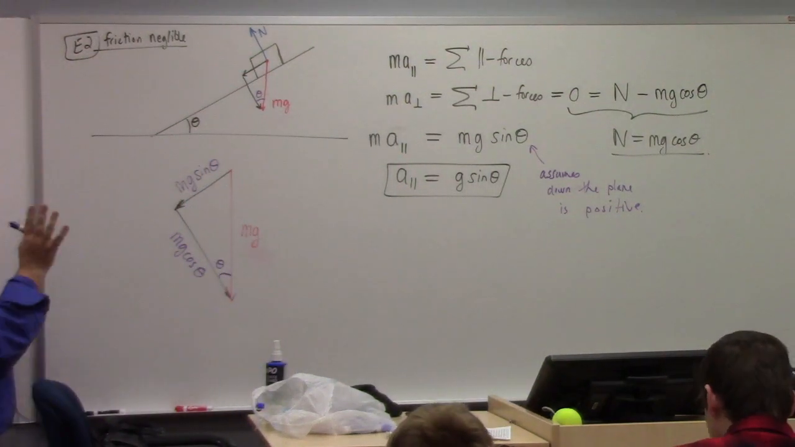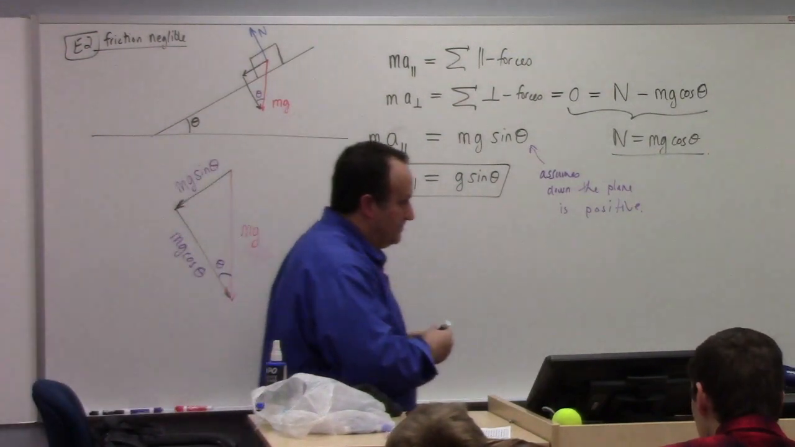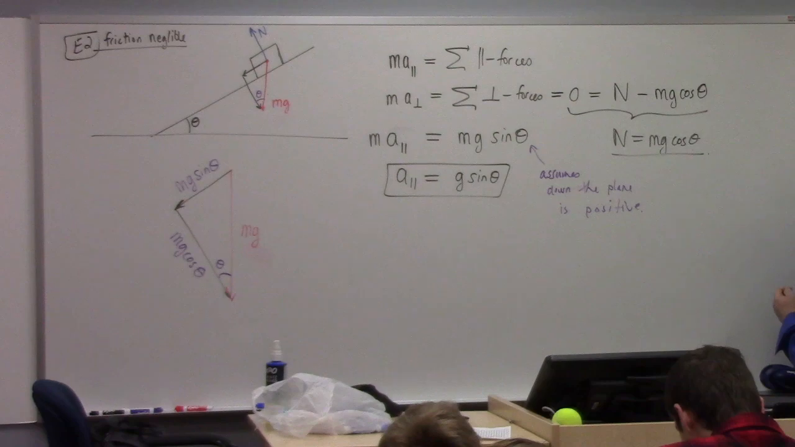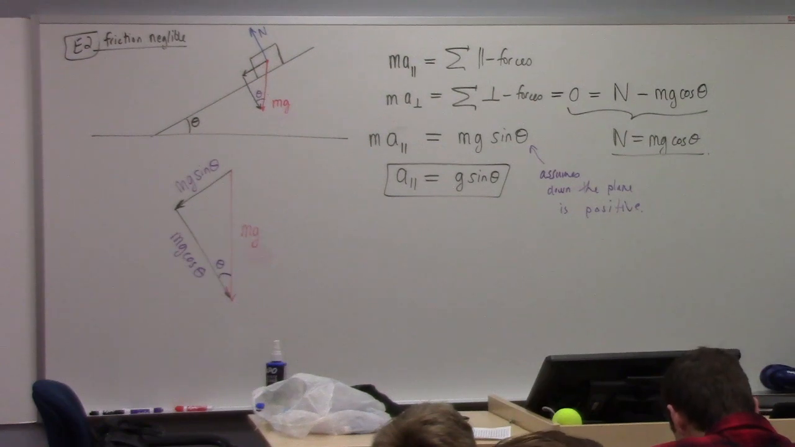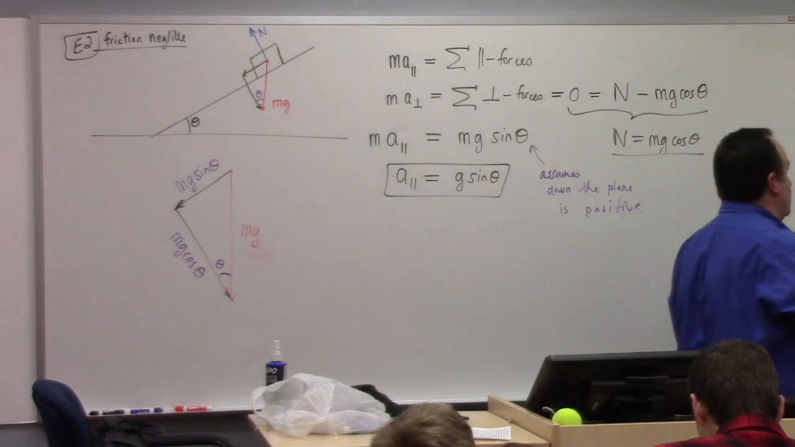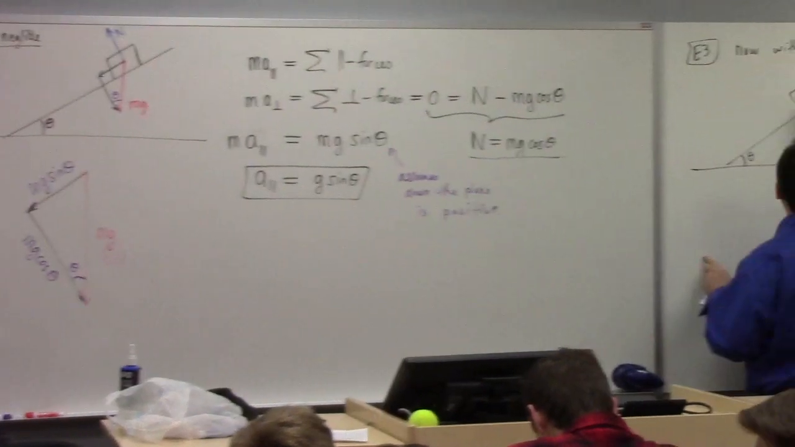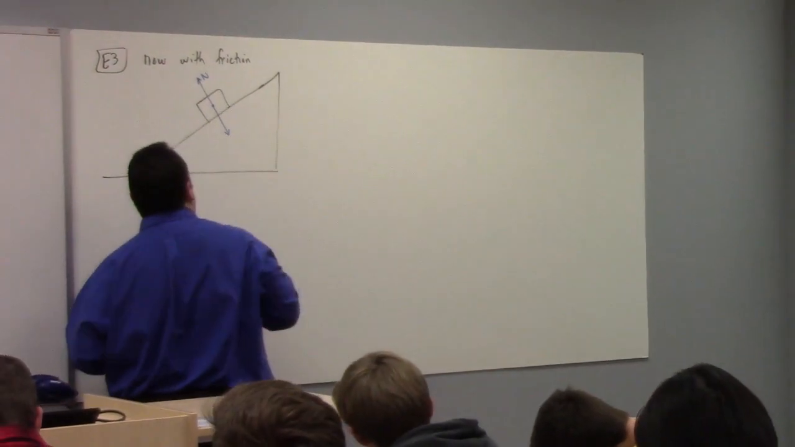Okay, so this is like the simplest version of this problem. Now let's add things to it, right? Let's add friction. How does this change if we add friction to it? Now, with friction, all right, so we draw the free body diagram. Okay, so here's the deal. You've got your normal force like that. You've got gravity perpendicular to the plane.